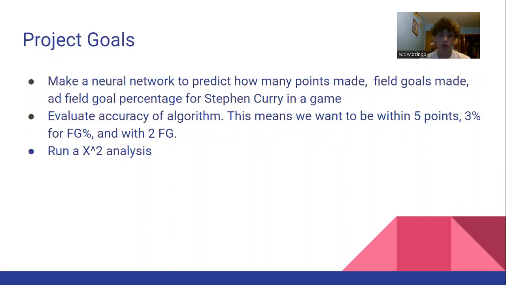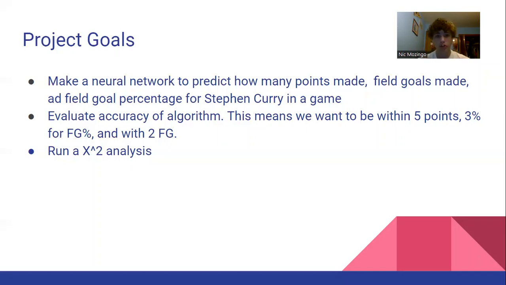My project goals were to make a neural network to predict how many points made, field goals made, and field goal percentage of Stephen Curry in a game. And some background knowledge on what a neural network is: it is an AI machine learning tool that mimics the human neural network in our brain. And the regression neural network basically gives us values instead of a probability of something happening. So this gives us values for our points made and field goals made.